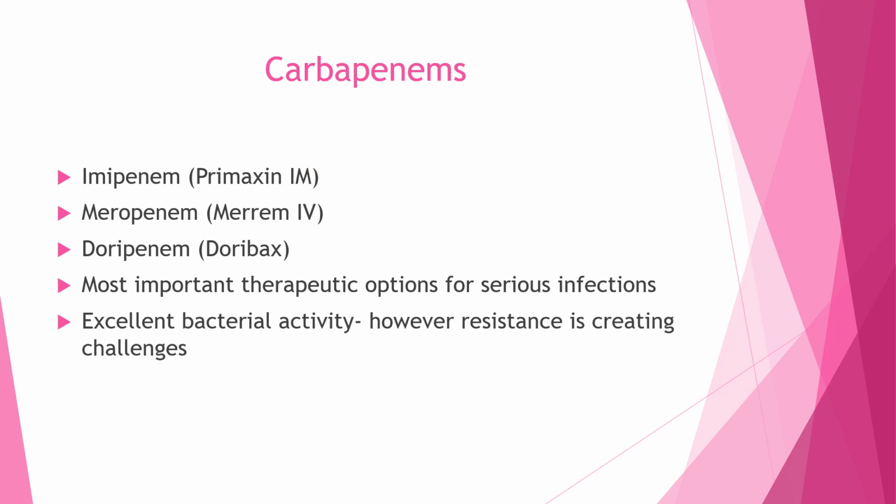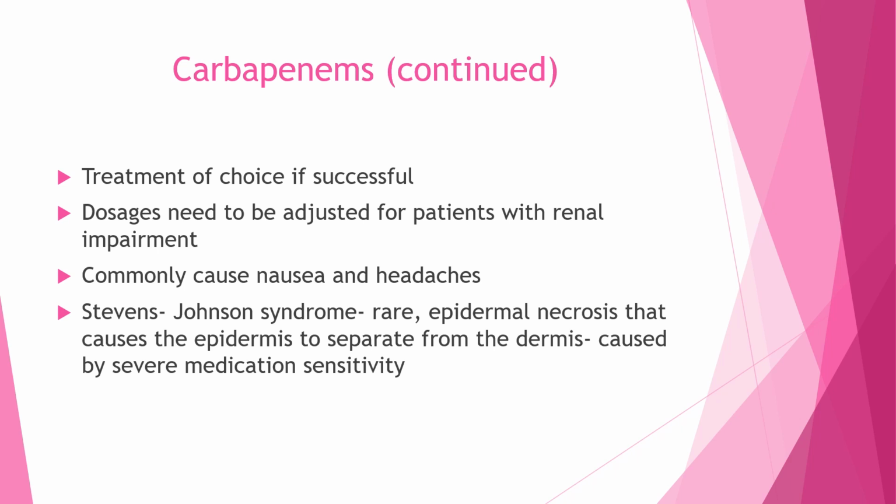The carbapenems. Other carbapenems are Primaxin, Merrem, and Doribax. They are the most important therapeutic options for these serious infections, with excellent bacterial activity. However, resistance is creating challenges. So remember that these organisms mutate. Every time we get a handle on them, they mutate. So we are constantly working against resistance. Carbapenems are the treatment of choice.